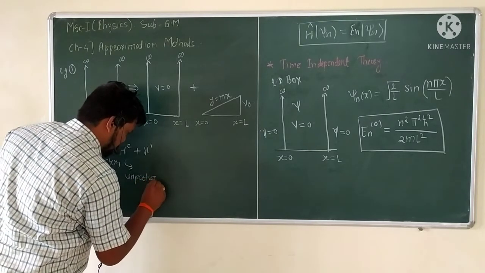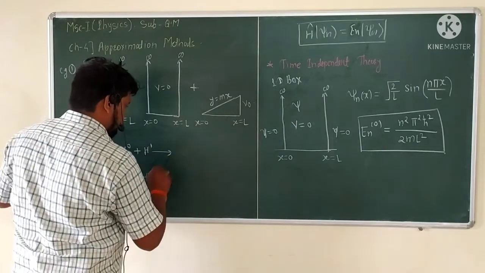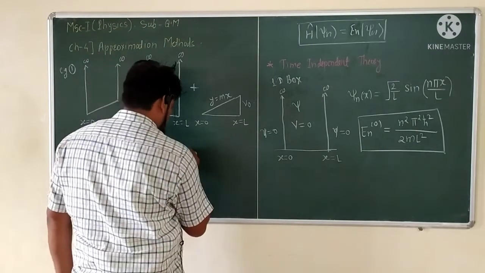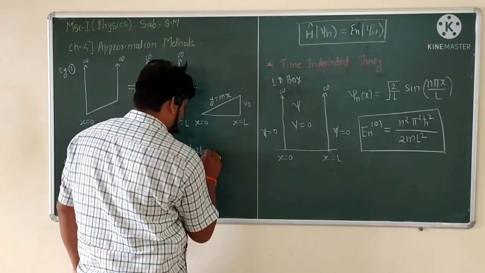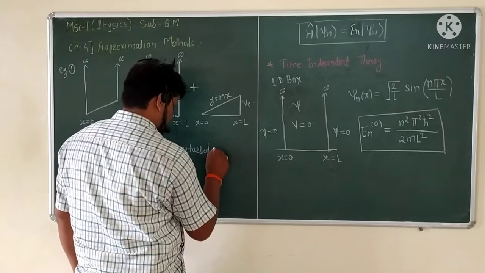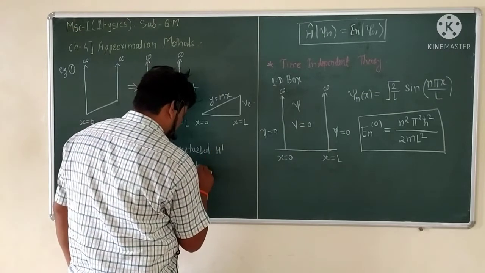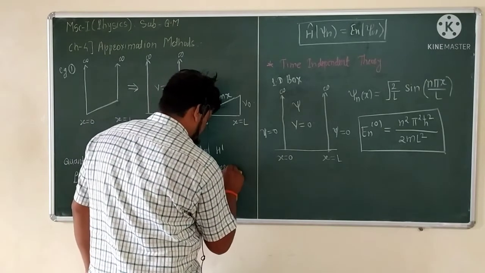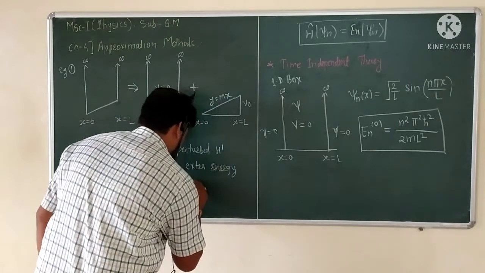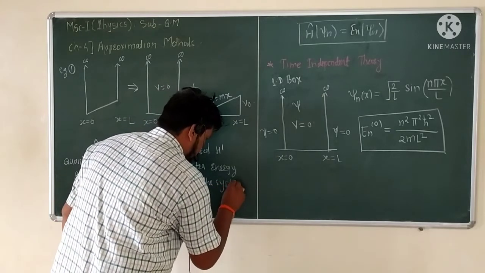This is the unperturbed part, and this is considered as the perturbed part. This H prime is known as the extra energy of the system.